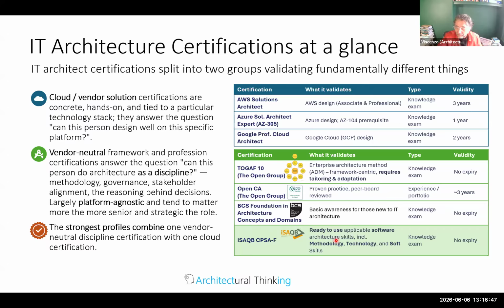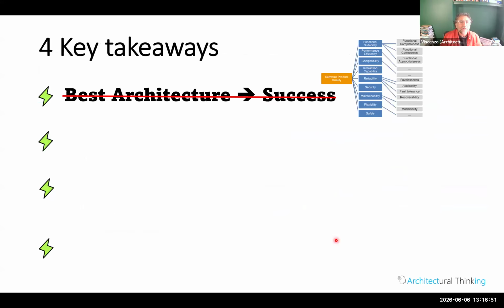Right, I think we're a little bit out of time. A few takeaways. In fact, 4 takeaways. The first one is there isn't such a thing as a best architecture that is guaranteed to be successful. What you need to do is understand what the quality attribute characteristics are, because that will have a disproportionate impact on the architecture that you will choose for your system.